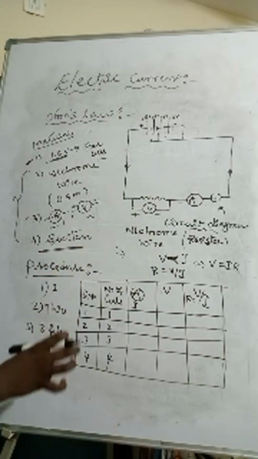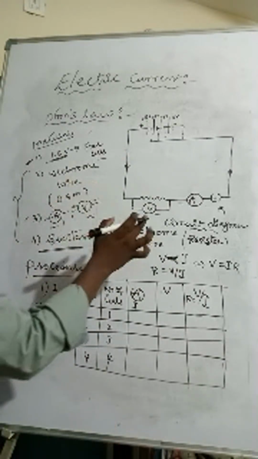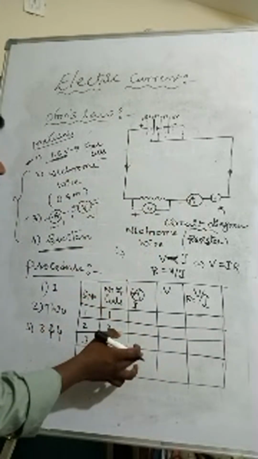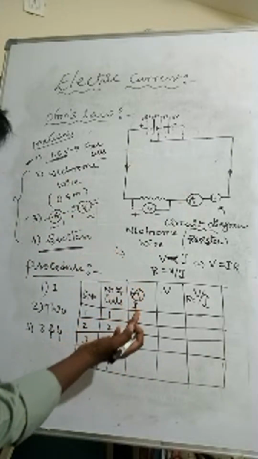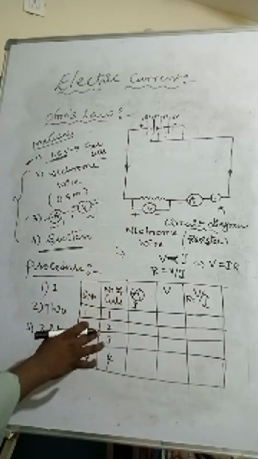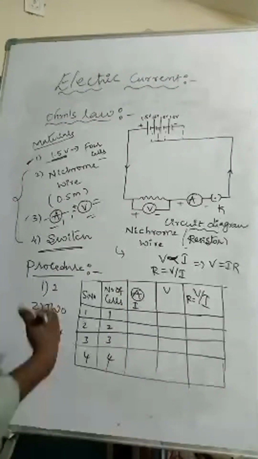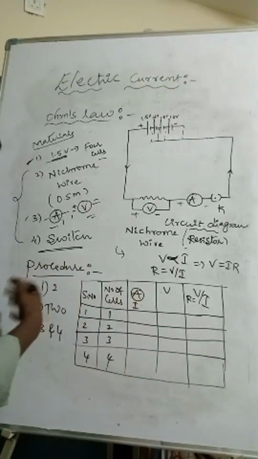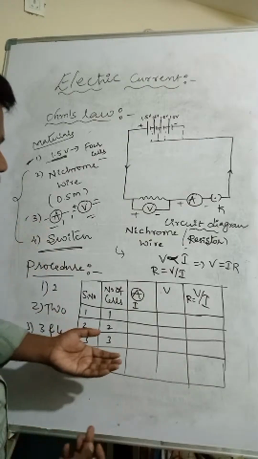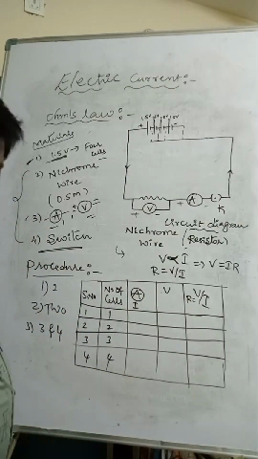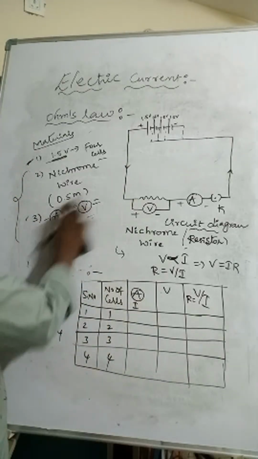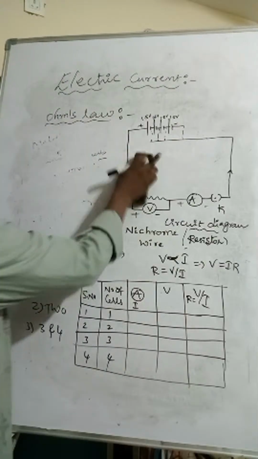So the procedure is: connect one cell and take the readings of the ammeter and voltmeter, and mention them in tabular form. Then connect two cells and take the readings, and repeat the process for 3 and 4 cells. Then you can mention them in the tabular form. If you draw the VI graph for this, we get what is nothing but ohmic conductors.